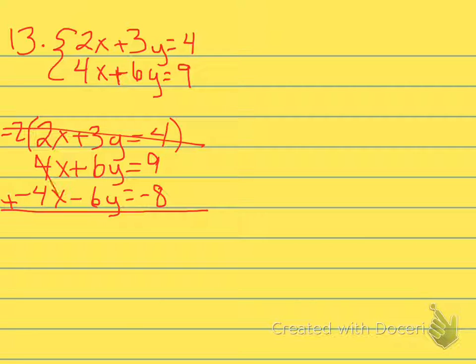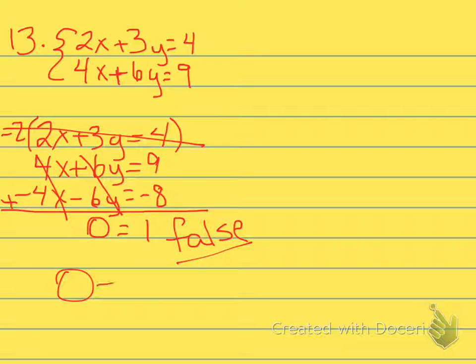Now, my x's cancel out. Oh, but look, my y's also cancel each other out. So that leaves me with 0. Now I have 9 and -8. When I add those together, that gives me 1. So it says 0 equals 1. Okay, that is a false statement. Okay, because 0 does not equal 1.